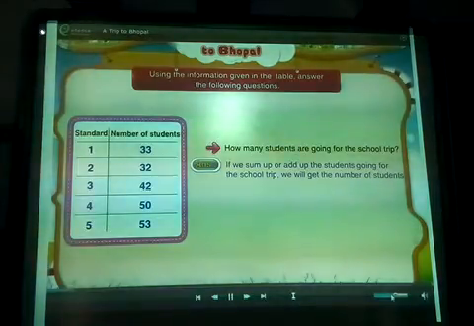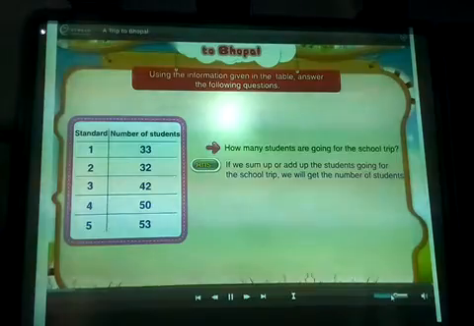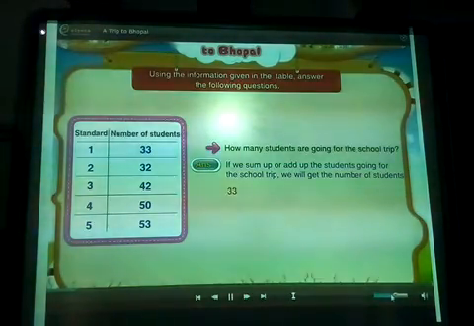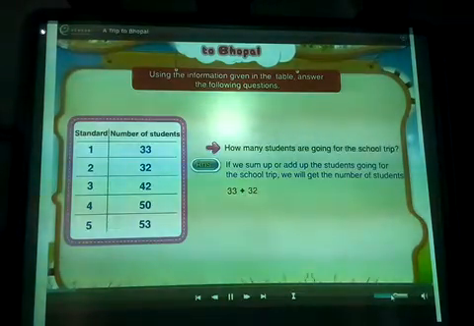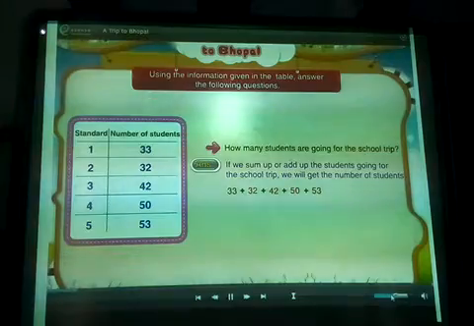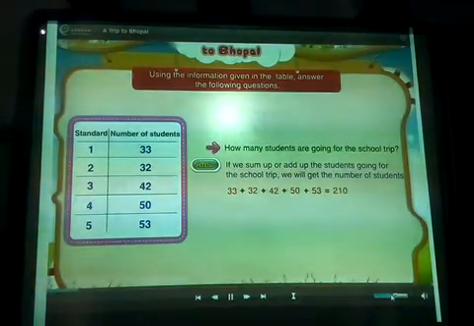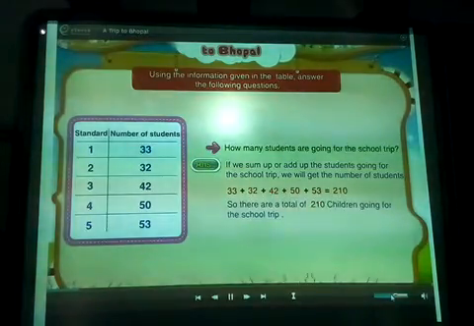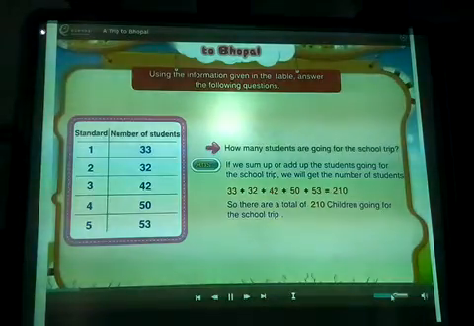If we sum up or add up the students going for the school trip, we will get the number of students. So, 33 plus 32 plus 42 plus 50 plus 53, that is equal to 210. So, there are a total of 210 children going for the school trip.